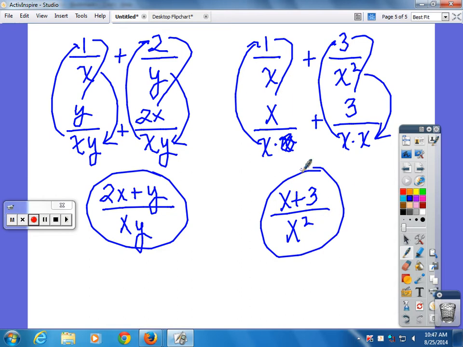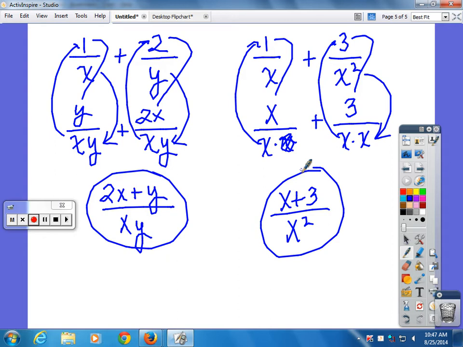Now, you've heard a few people say 1 and 2 and 3. That's where you've got to be careful, because that'll get you. X goes into x squared x times. Not 2. 2 times x is 2x. 1 times x is 1x. X will go into x squared x times. X times 1 is x. X times x will go into x times x 1 time. 1 times 3 is 3.